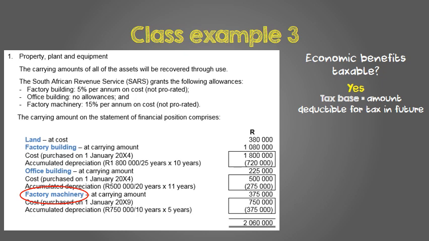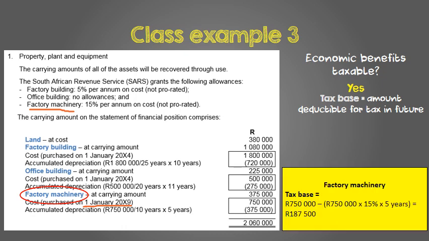The deductions that we are allowed on a factory machine is 15% per annum on the cost. We purchased this factory machine on the 1st of January X9. Therefore, we have already had deductions for 5 years. We have already deducted allowances for 5 years. So the remaining amount that will be deducted in future will be 187,500.